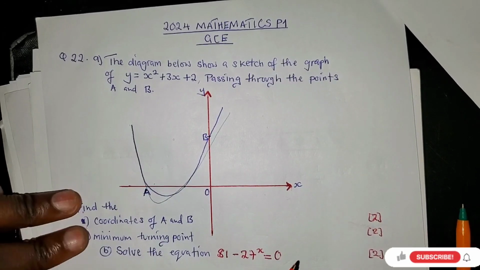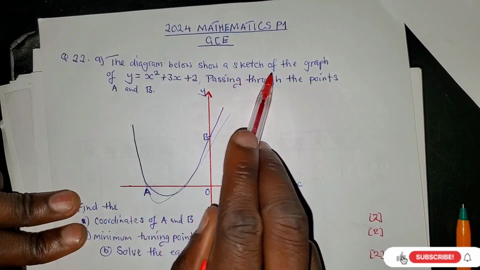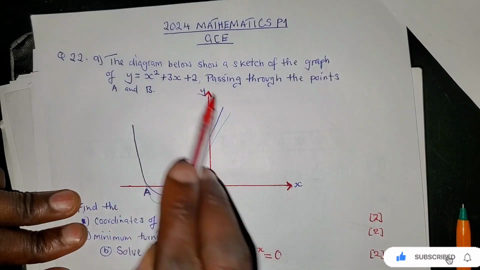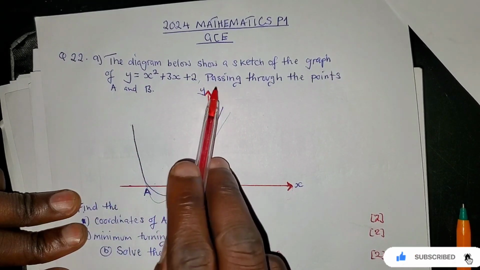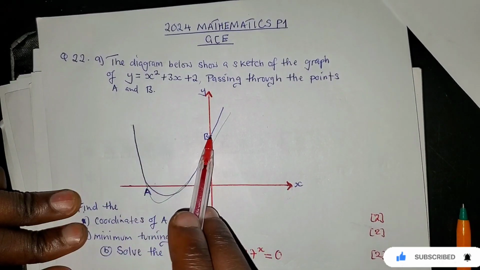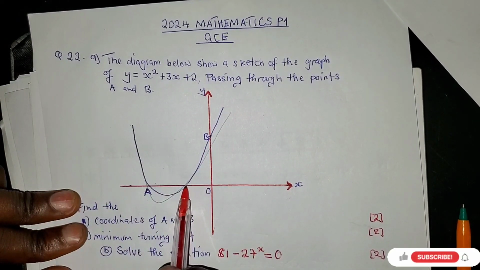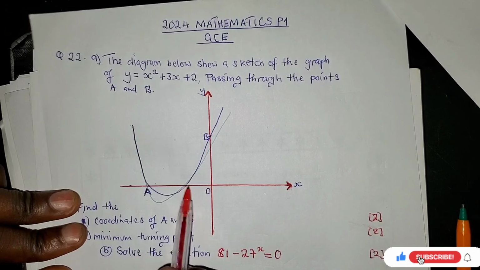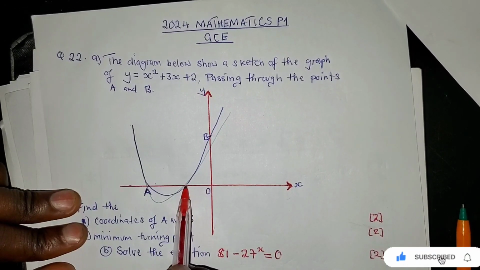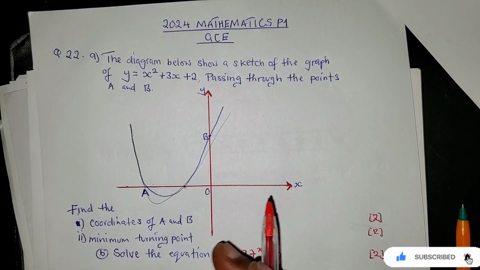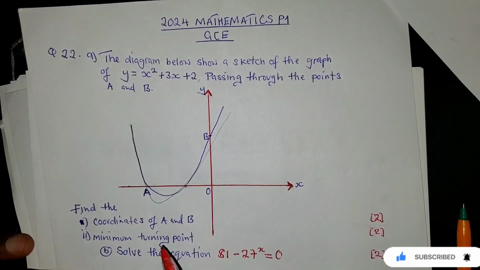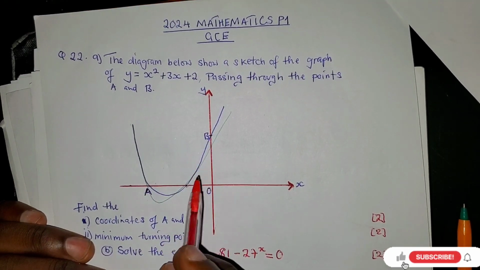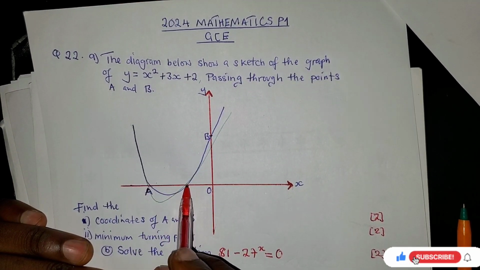Now, the diagram below shows a sketch of the graph of y is equal to x squared plus 3x plus 2. This is the graph, passing through the points A and B here. They didn't indicate the other point, so I think there's no use in finding it. The first question here says, find the coordinates of A and B.